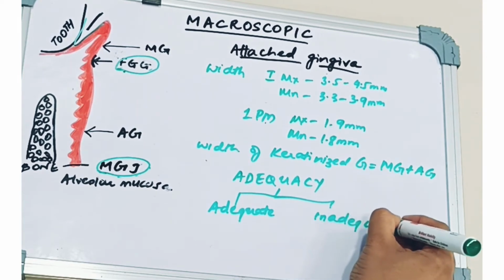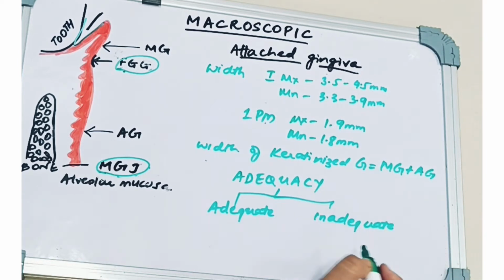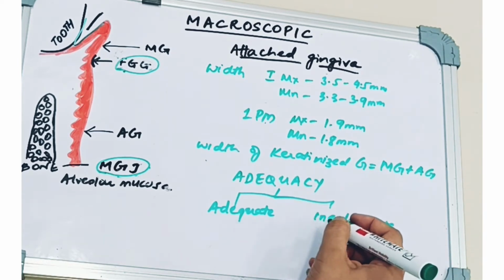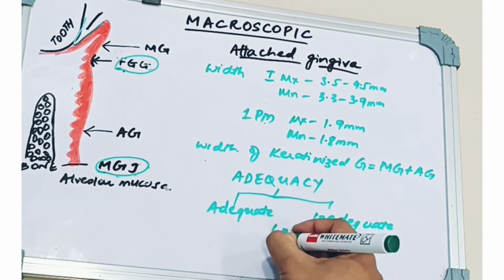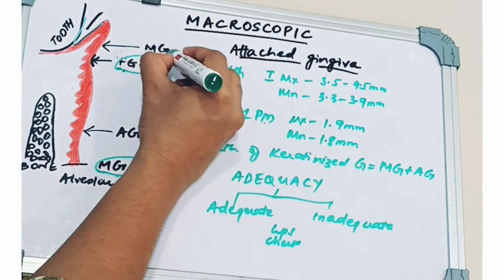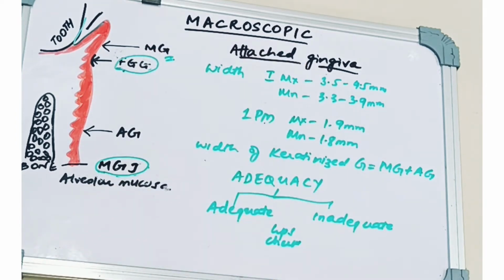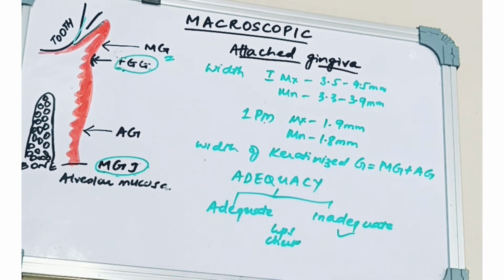Now, how do you decide whether the width is adequate or not? There is a simple test for this. What you need to do is you need to stretch the lips and the cheeks. If you notice any movement of the marginal gingiva, that is when you can say that the width of attached gingiva is inadequate. So, why do we need adequate width?